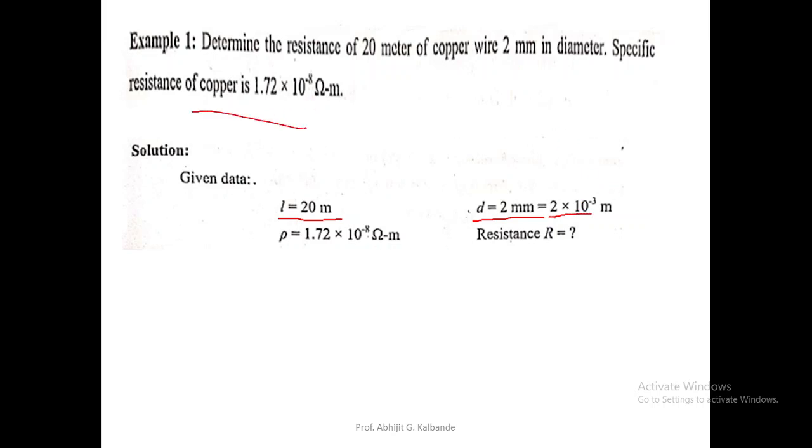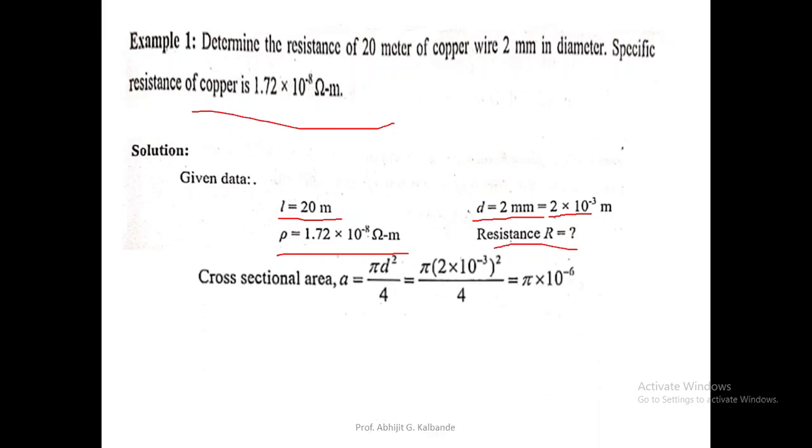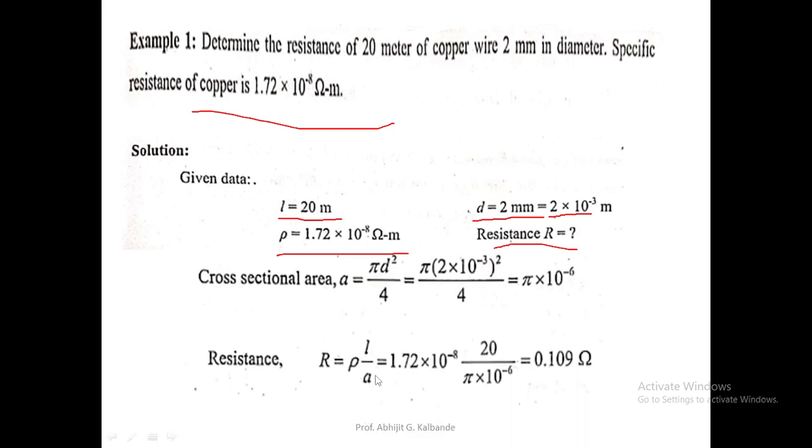Along with that, the resistivity of the copper wire is given. And whatever we have to find out, we have to find the value of resistance. Whenever the question is to find the value of resistance, this is the basic numerical. So here we have to use the formula R is equal to rho L by A. For that purpose, first we find out the cross-sectional area.